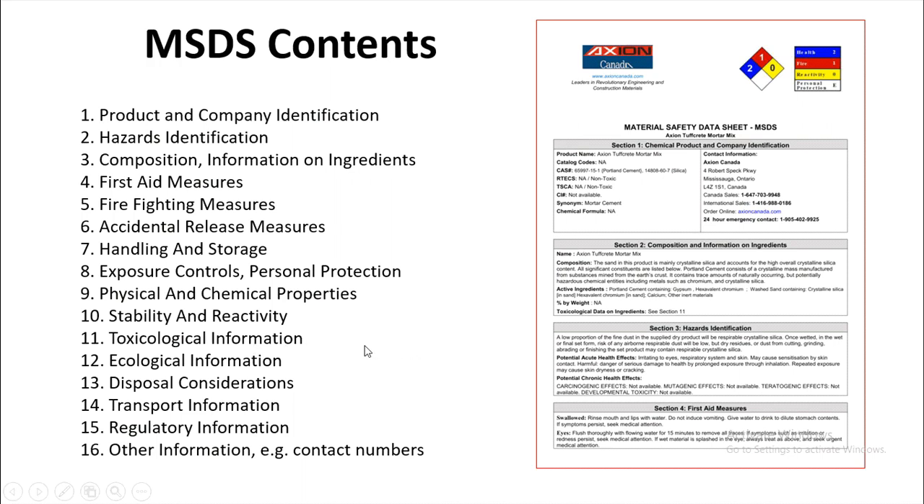Toxicological information of these chemicals, ecological information, and disposal considerations. You can also see how you will dispose of this chemical in case of expired material or waste from this chemical. You can also see the transport information and the regulatory information that you need to know, and other information, for example the contact numbers of the manufacturers or the emergency personnel or group to respond in case of emergency.